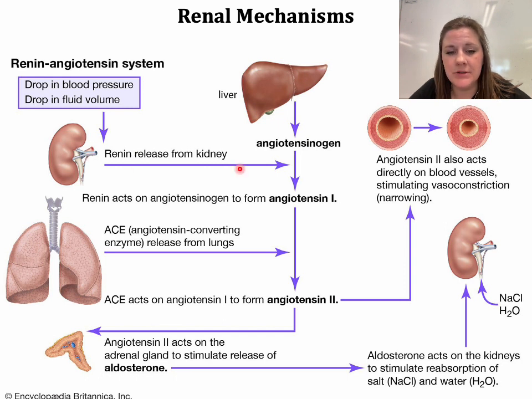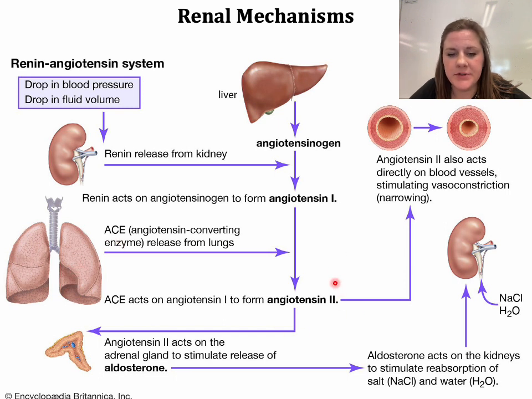Renin would be released into the bloodstream and act on angiotensinogen, a precursor protein here, produced by the liver, always just kind of circulating around in the blood. Renin converts that into angiotensin 1. Angiotensin 1 floating around the bloodstream will interact with ACE enzymes, angiotensin converting enzyme. That enzyme is produced by the lungs.